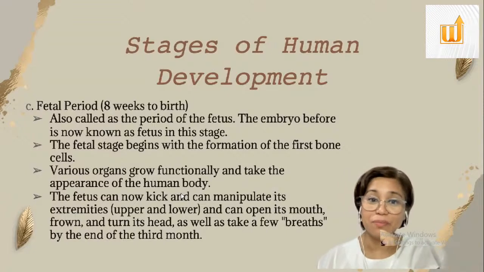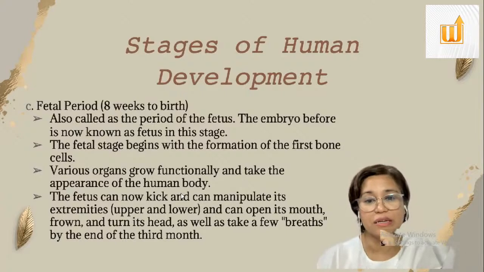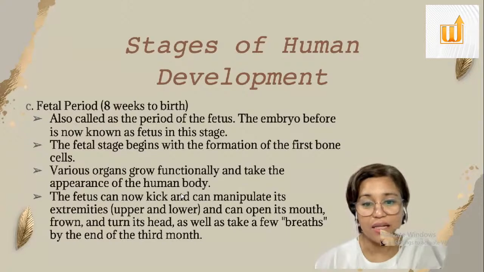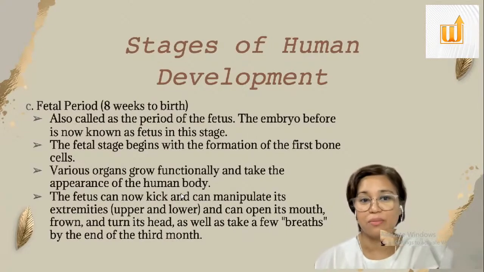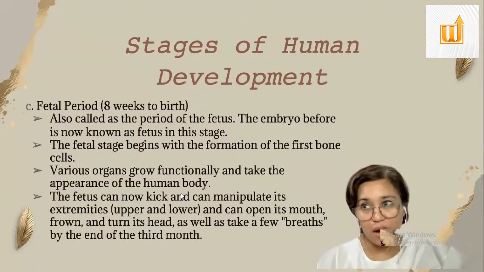different parts of the body and can kick and can manipulate extremities, the upper and lower extremities. It can open its mouth, it can frown and turn its head, and as well as take a few breaths by the end of the third month. So during the third month or the 8th week, no, there are different developments that start now in the fetus.